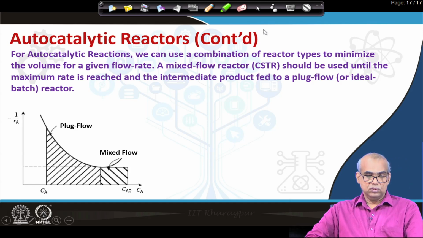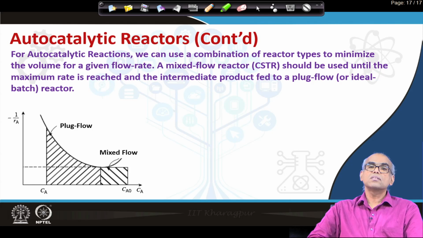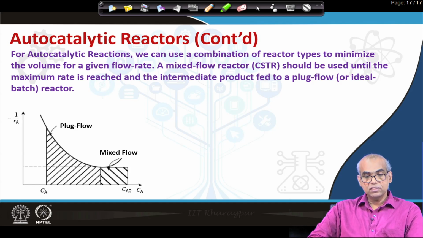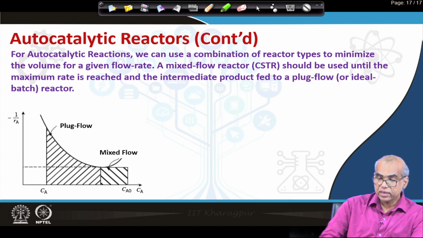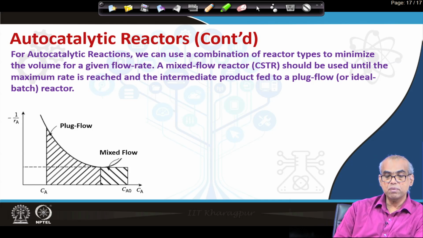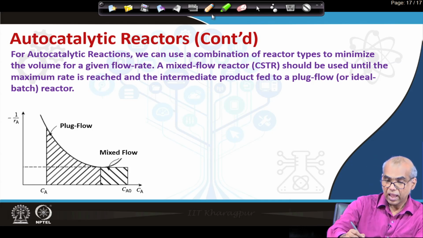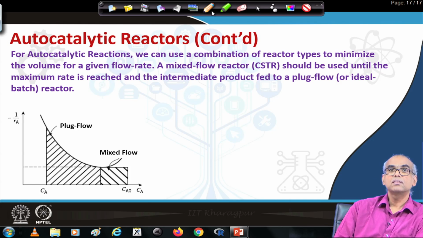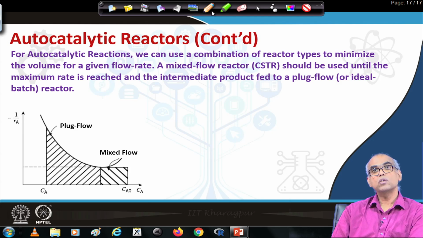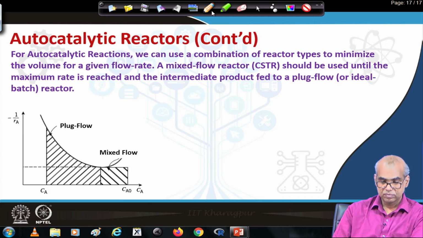Now, how do I optimize the reactor volume for autocatalytic reactors? For autocatalytic reactions, we can use a combination of reactor types to minimize the volume for a given flow rate. A mixed flow reactor should be used until the maximum rate is reached and the intermediate product fed to a plug flow reactor to minimize the total volume requirement.